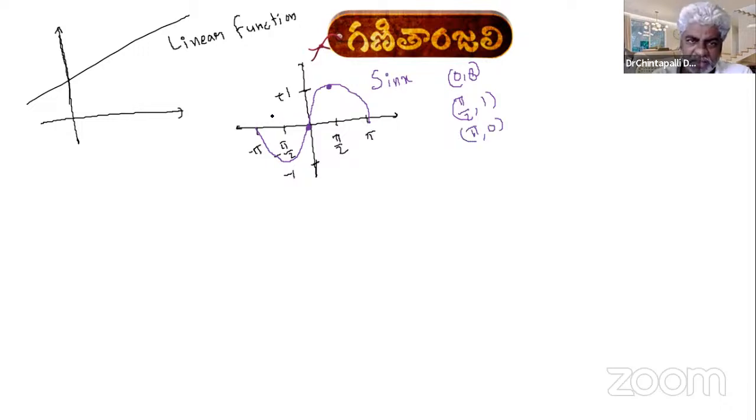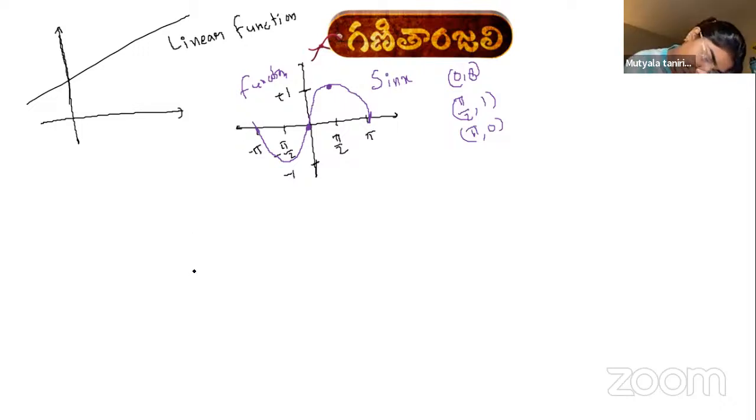You know one thing, it is called a function. There is no doubt in calling this a function. You know, this function crosses the x-axis more than once. Even though it crosses the x-axis more than once, there is no doubt in calling this a function, right? So this is a linear function. These are trigonometric functions, right?